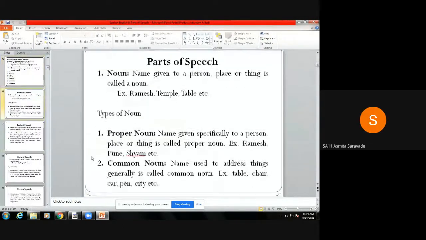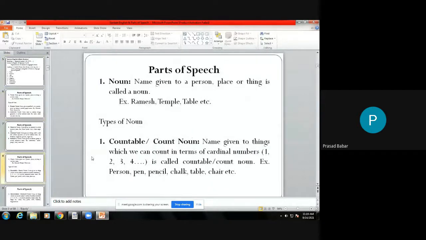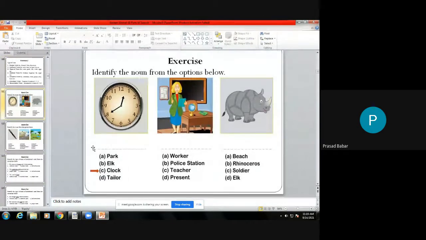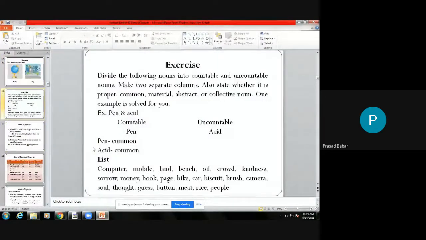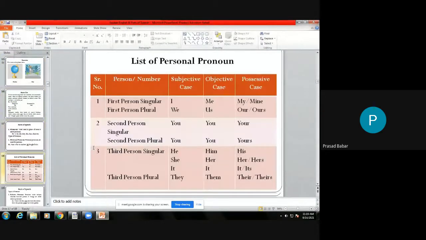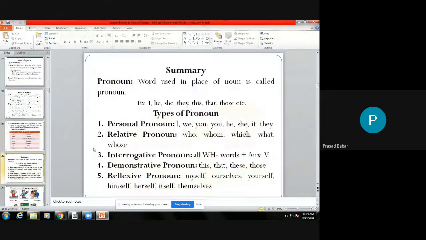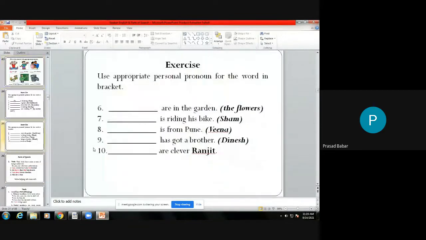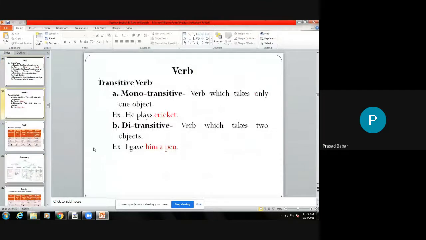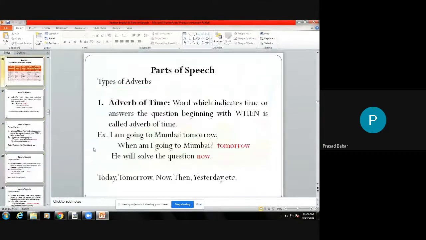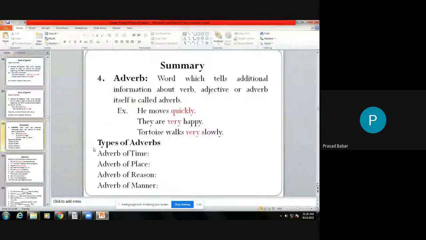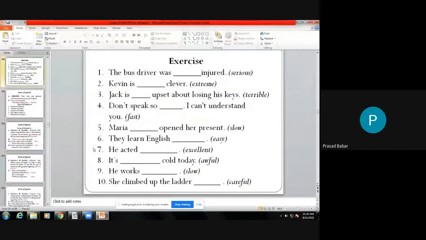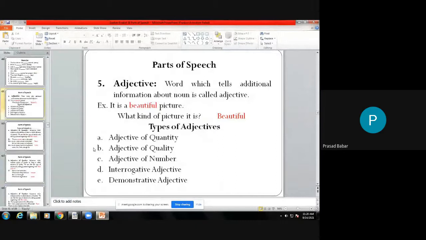Yes, sir. So in the last lecture, we have learned about the adjective and its types. Okay, so we have discussed about it. It is the fifth part of speech, that is adjective. So what is the adjective? Adjective is the word which tells more information about the noun, or which modifies the noun.